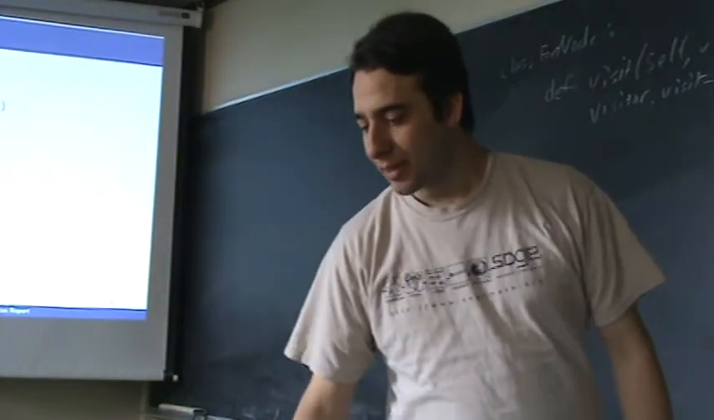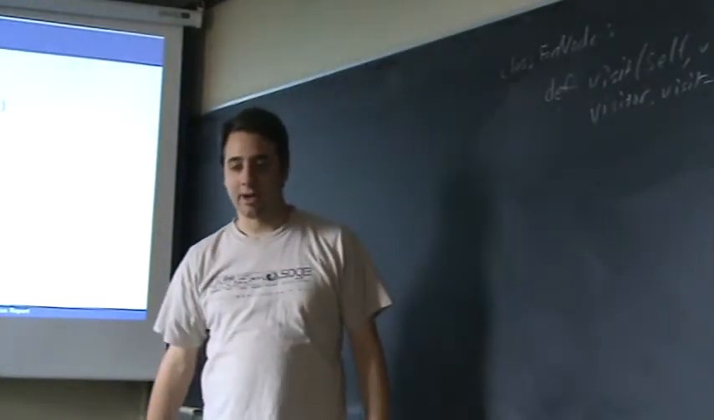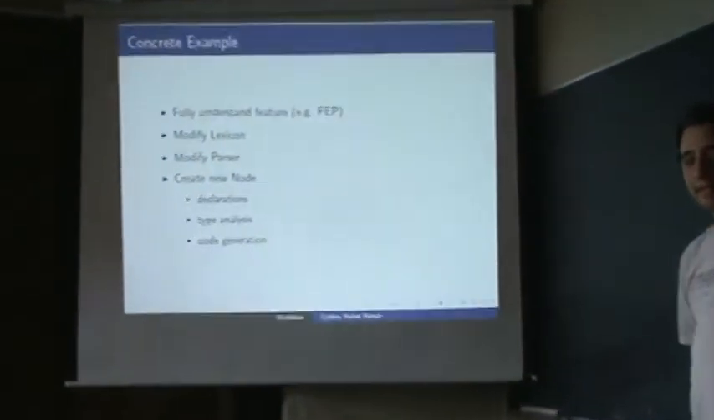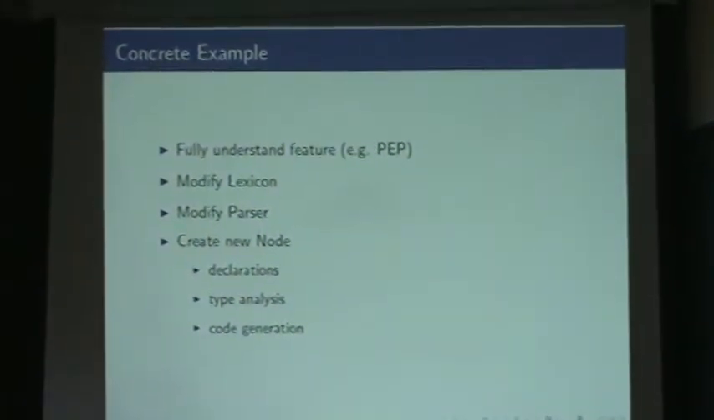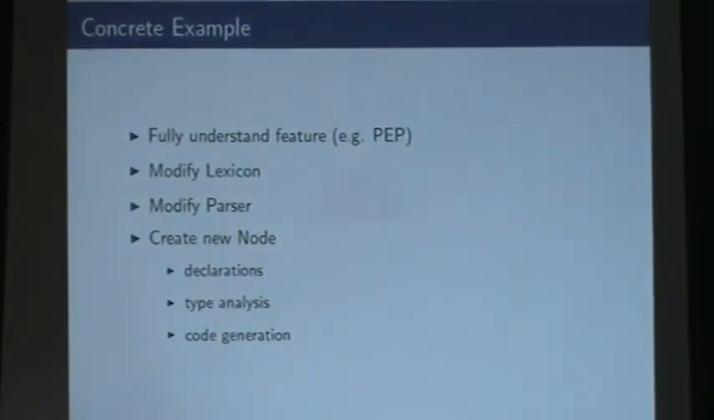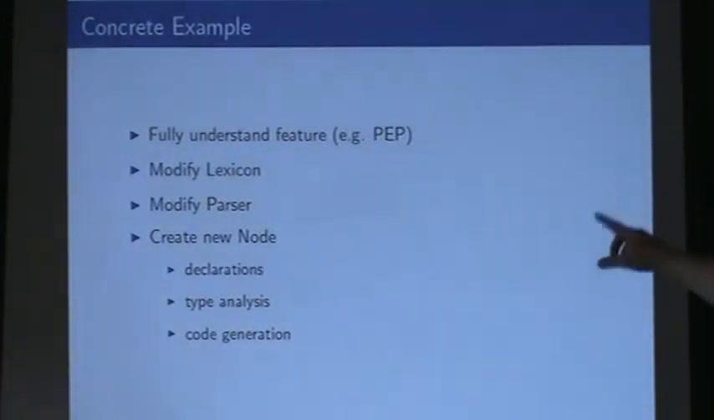So for a concrete example of if you wanted to hack on Cython, the first thing you would want to do is really understand the feature that you're trying to implement. Usually a good place to do that, if it's a Python feature, is to look at the Python Enhancement Proposal. There's one for all the new features that they've added over the years. And if not, then you really want to hash out what this actually does.